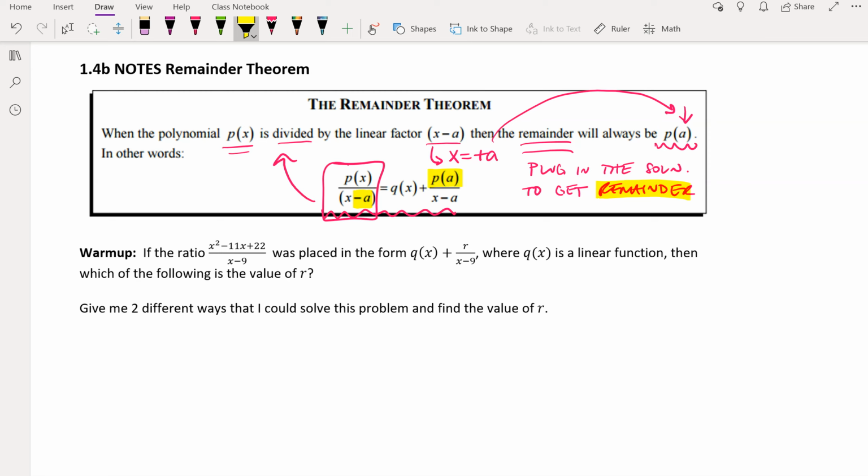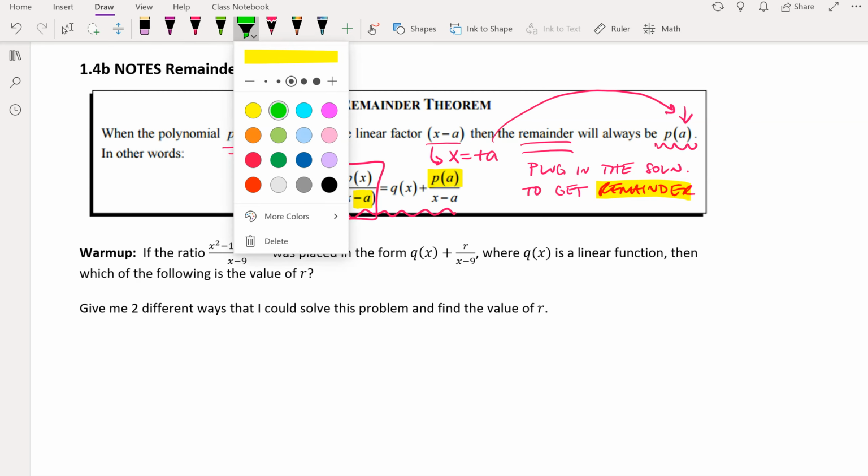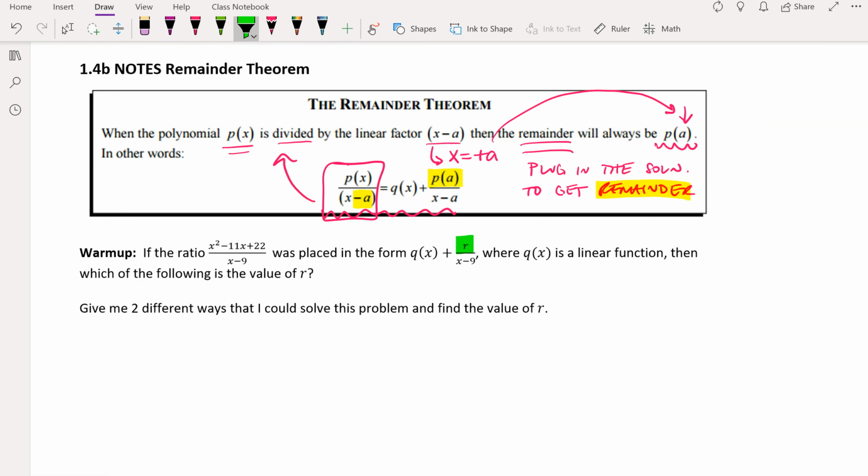Okay, so really quick, I want you to look at this warm-up. You're going to give me two different ways that I could solve this problem. So if the ratio x squared minus 11x plus 22 divided by x minus 9 was placed in the form q of x plus r over x minus 9, and really quick, what does r stand for? The thing that's on top. Tell me, please, what does r stand for? All right, r is the remainder.